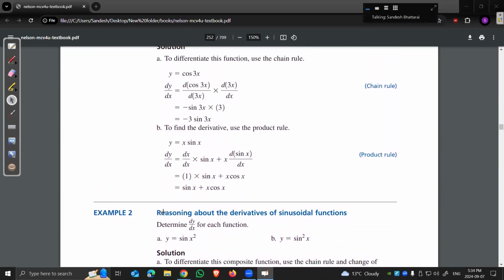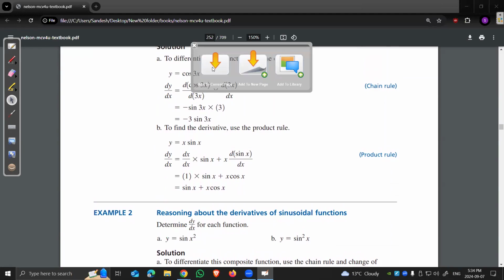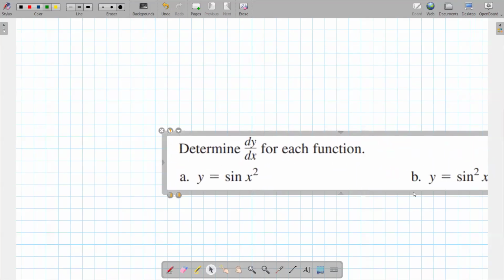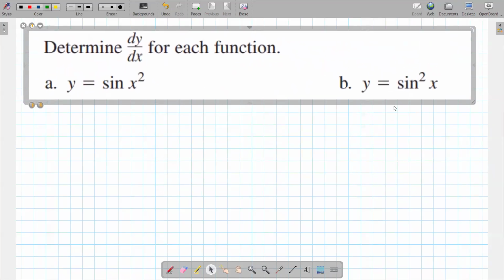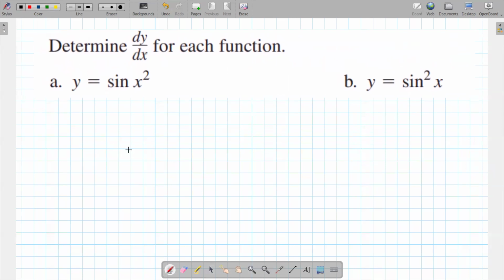Yeah, this one might throw you off. There's a difference between these two. I'll tell you what the difference is, okay? So there are some invisible brackets here. Sine of x squared means sine of (x squared), like this. Whereas sine squared of x means (sine x) whole squared. These are not equivalent. So you need to know this, otherwise you're going to make a mistake. And the answers here will be different.